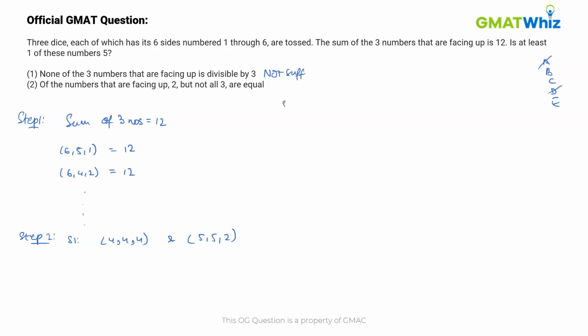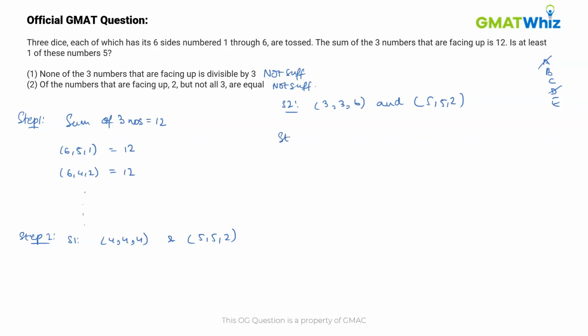Now statement 2 tells us that of the numbers that are facing up, 2 but not all 3 are equal. That means the 3 faces of the dice should all add up to give us 12, and out of those 3, 2 must have equal values. Then the cases possible according to statement 2 are 3, 3, 6 and 5, 5, 2. Again we are getting 2 different answers and it is not possible to eliminate either of them. So statement 2 is also not sufficient.